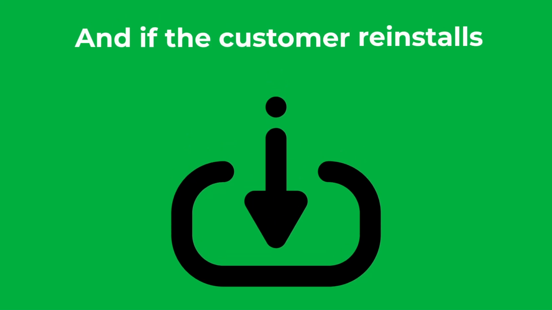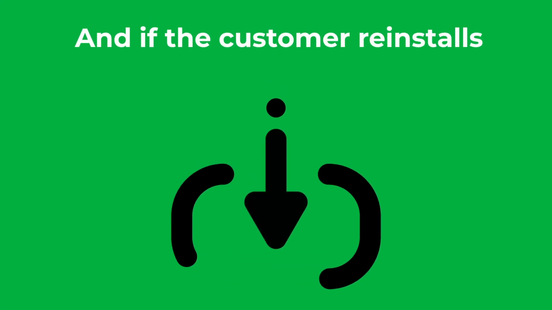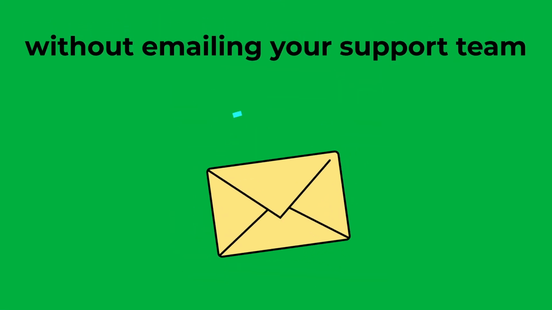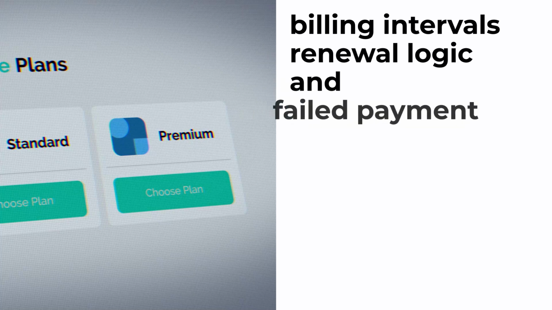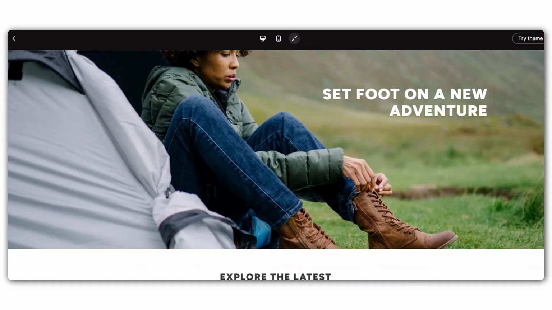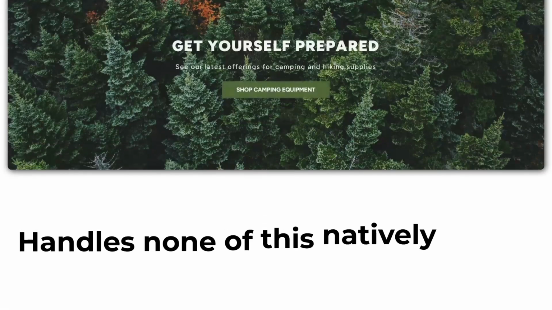And if the customer reinstalls on a new device, they need to access that key again without emailing your support team. On top of that, a significant portion of software revenue runs on subscriptions, which means renewal logic and failed payment handling need to work automatically. A standard Shopify product page handles none of this natively.